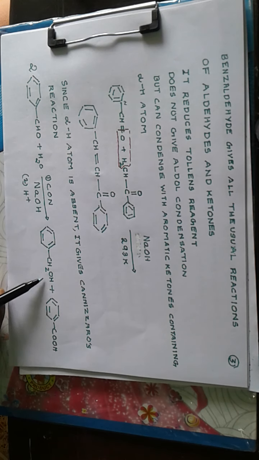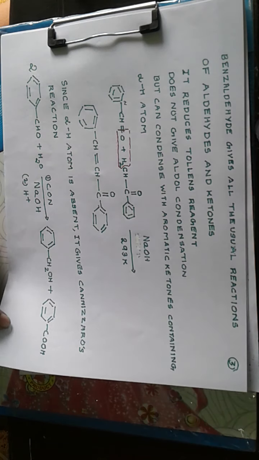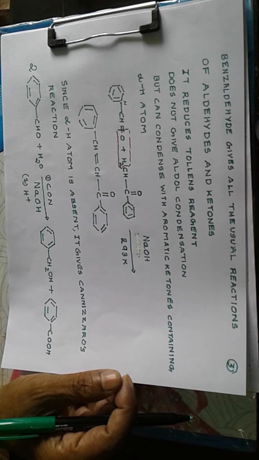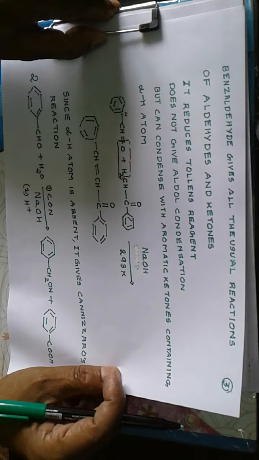Since there is no alpha hydrogen, it gives Cannizzaro reaction. 2 molecules of benzaldehyde plus a molecule of water. The reaction occurs in presence of concentrated NaOH first, and then acidification, because the sodium salt of the acid is formed, which on acidification gives the free acids. The CHO group is reduced to CH2OH, and again it is oxidized to COOH. So self-oxidation reduction in presence of concentrated sodium hydroxide, that is Cannizzaro reaction.